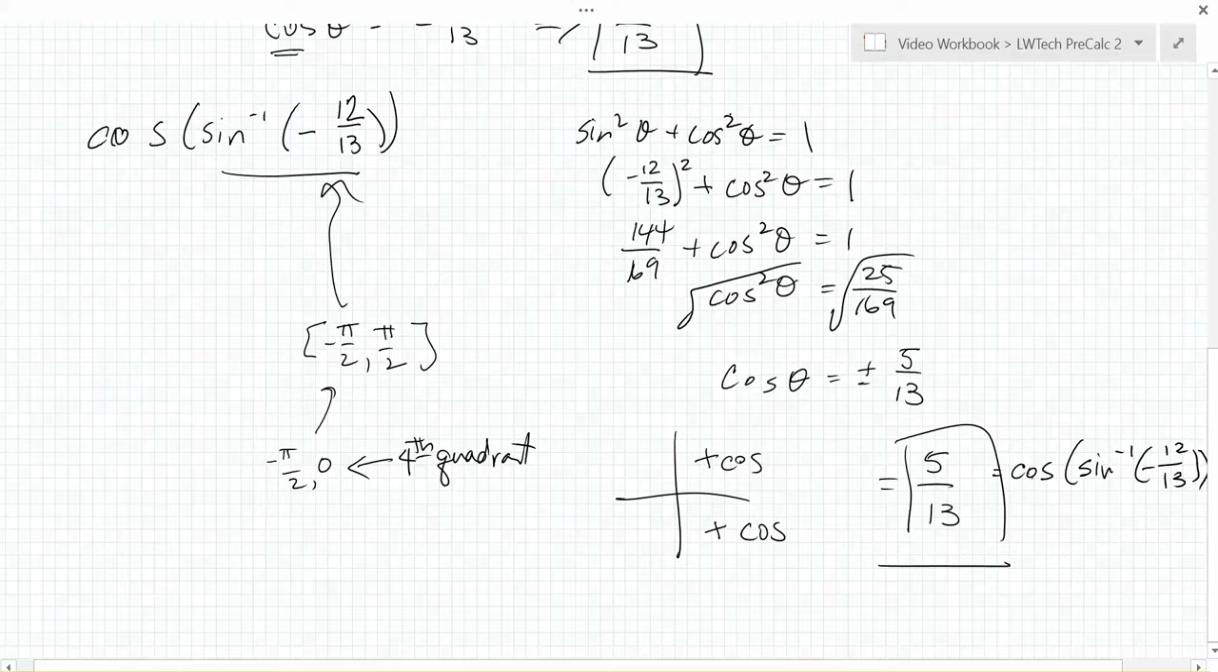Think of these last few problems as a little bit of a puzzle. Make sure you pay attention to the limited domains and ranges of the inverse trig functions when making decisions about your solutions so that your answers end up in the correct quadrant.